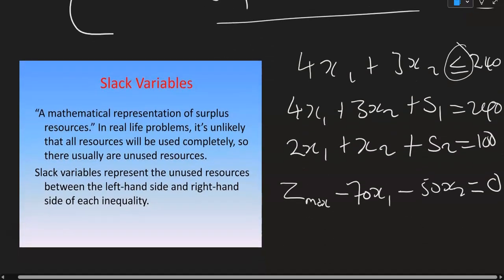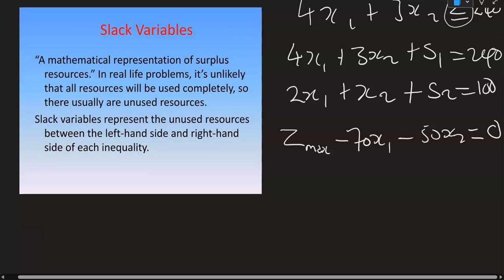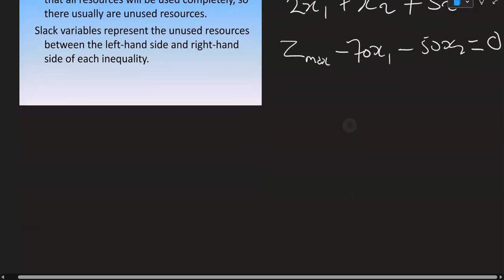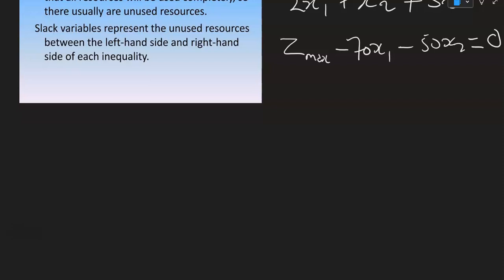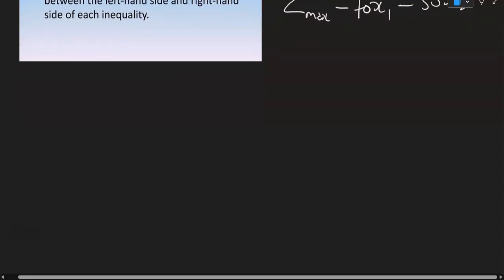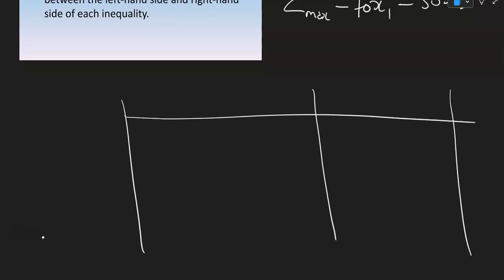So we have done the first stage: introducing the slack and moving the variables that are on the right to the left. That's the first stage. Second stage, you create a model of a table, which we call the tableau, where you are going to create your initial feasible solution. This table will have 3 segments.